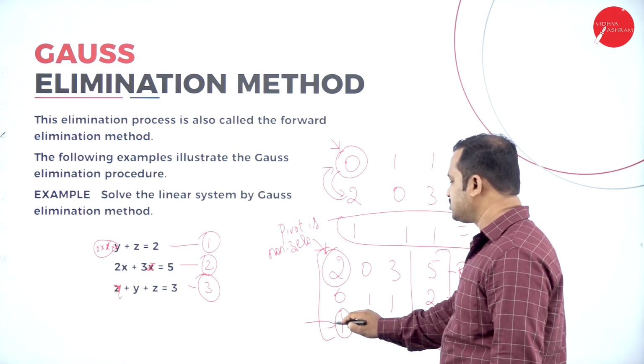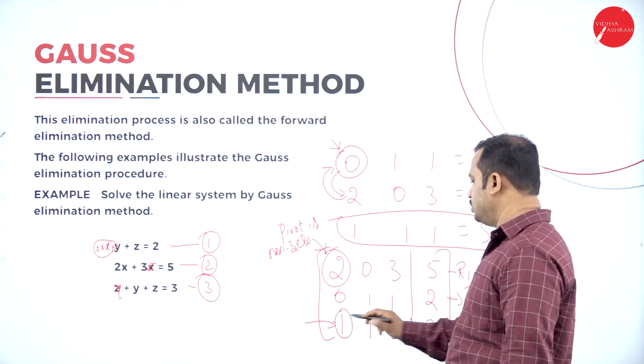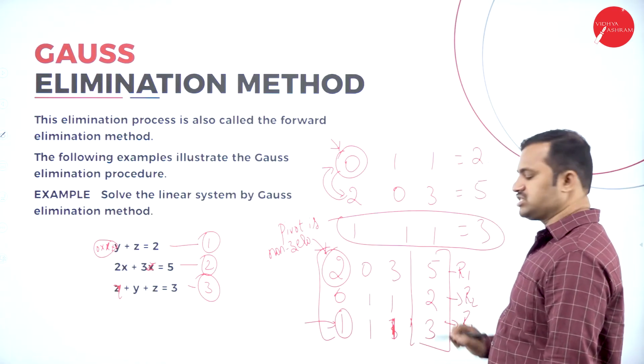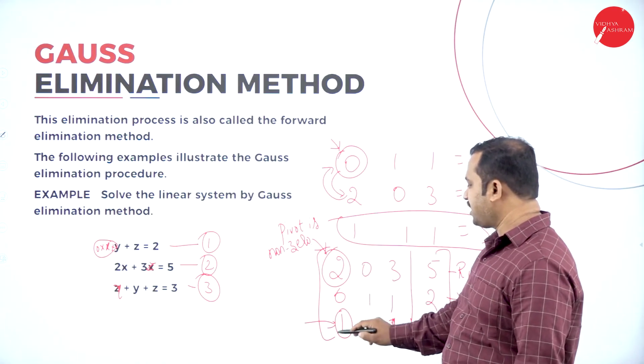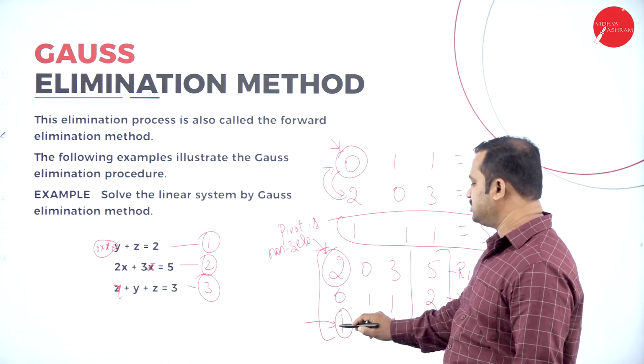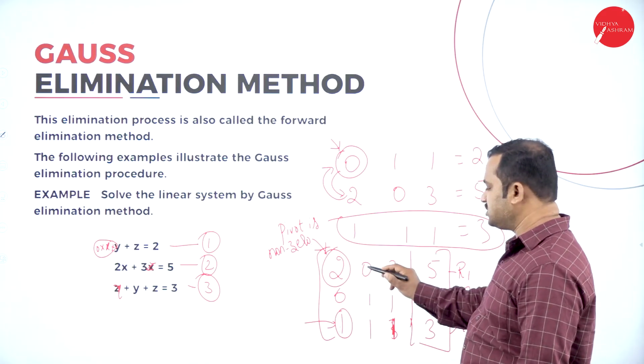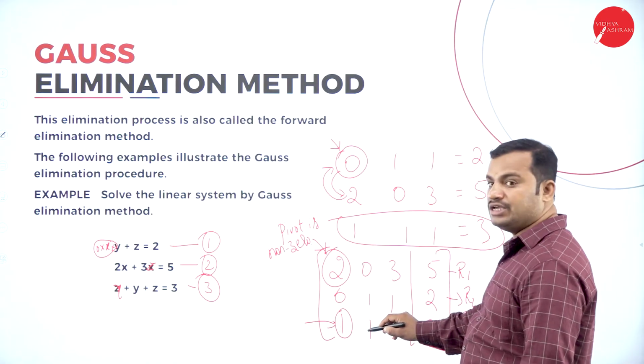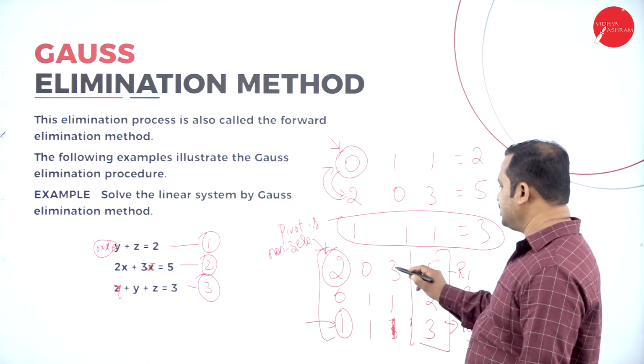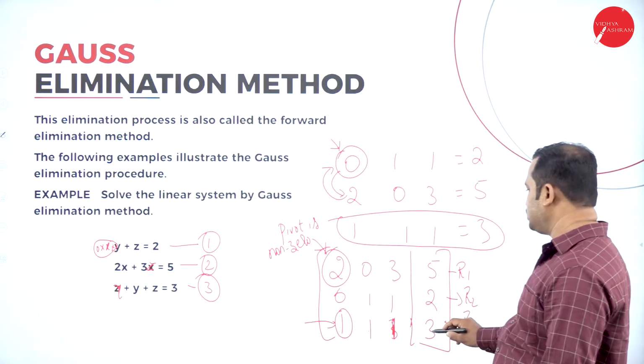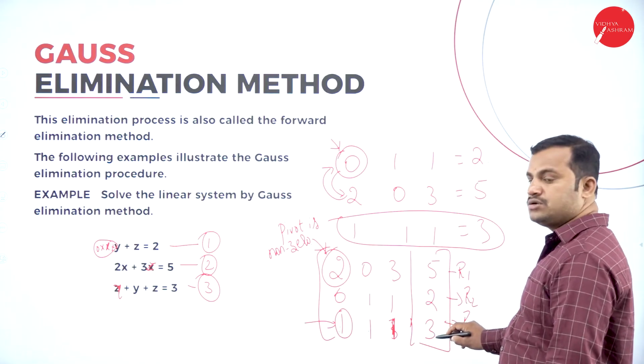If I multiply row 3 by 2, it becomes 2, 2, 2, 6. Then I will subtract this from this. So what happens? This becomes 0. 2 minus 0 becomes 2 here. Again, 2 minus 3 becomes minus 1. So 6 minus 5 becomes 1.